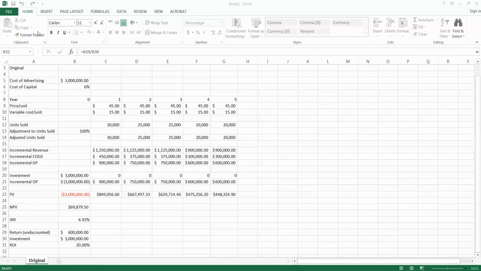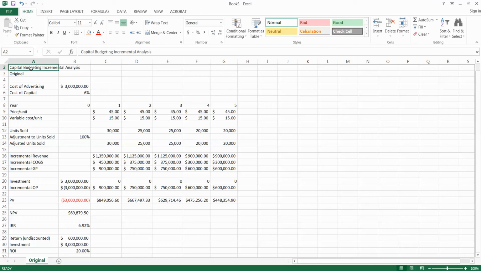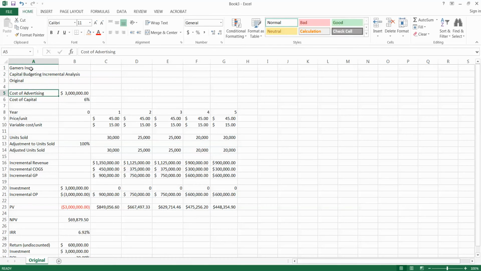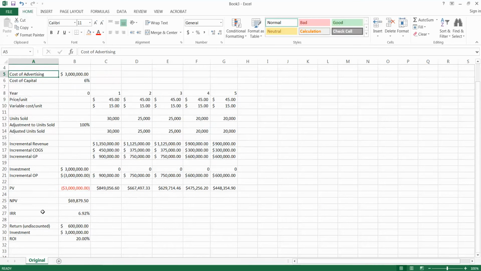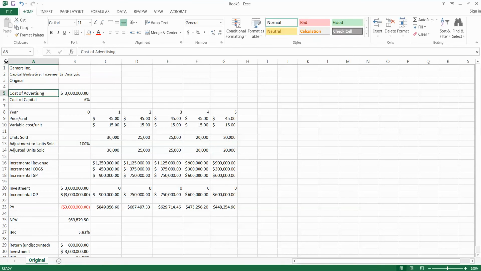All right, we are back with our Gamers Inc. problem, and we've got our original worksheet that we did together. Now we're going to do the copying part.